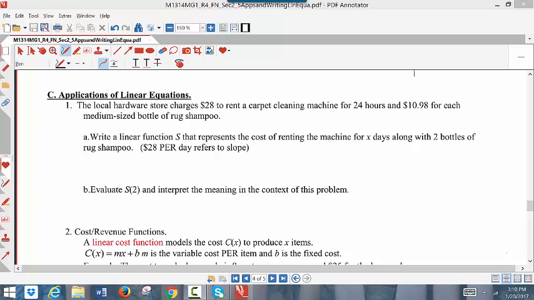Hello students, this is a continuation of our recording in which we learned to write linear equations, and now this is doing the applications. So we have I think 2 or 3 examples here for this recording.